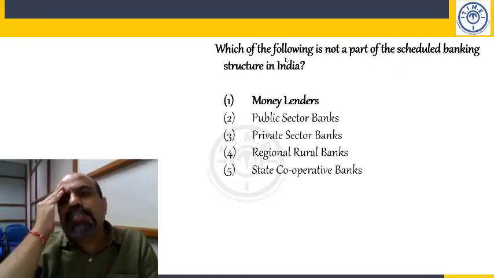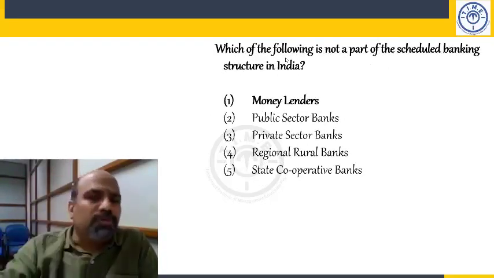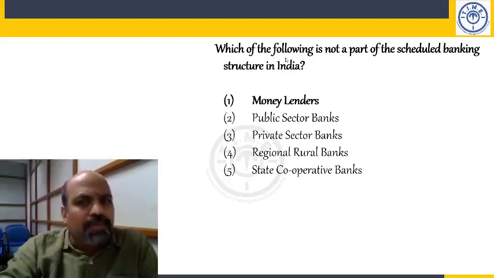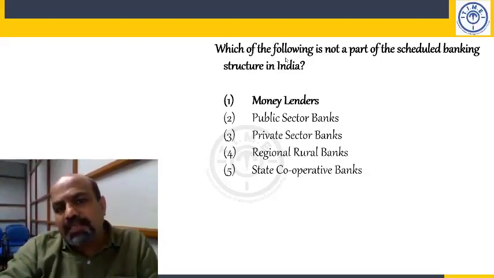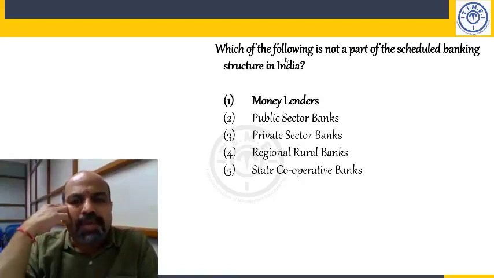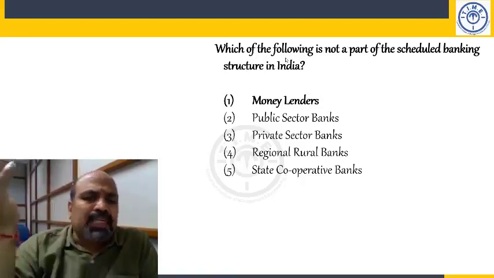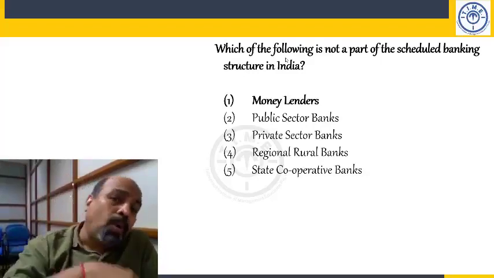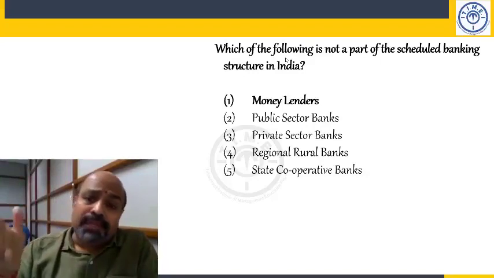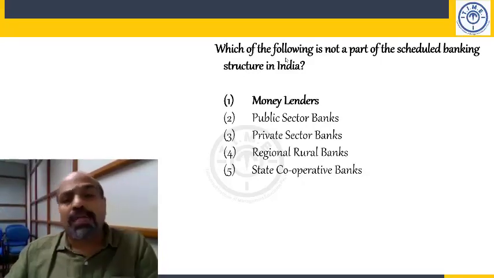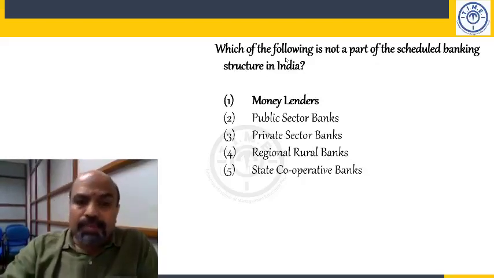Which of the following is not a part of the scheduled banking structure in India? So 3-4 static questions now. Moneylenders, the informal, unorganized sector, not the banking sector, the money market basically. Okay, the unorganized financial market is where moneylenders fit in. Public sector, private sector, regional rural banks, state cooperative banks, your small finance banks, payments banks, all of these come under the scheduled organized banking structure.